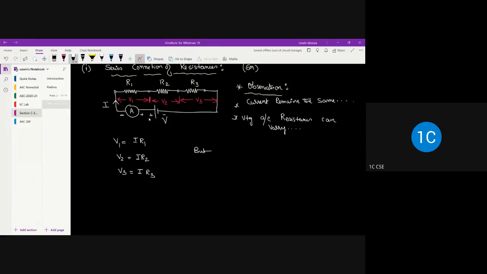But we can observe that the total battery potential V is equal to the summation of individual potentials, the individual voltage drops across the resistances. So V is basically V1 plus V2 plus V3, algebraic sum. Because in DC circuit, there is no angle coming into picture between voltage and current. So the addition of currents or addition of voltages is always going to be the algebraic sum.